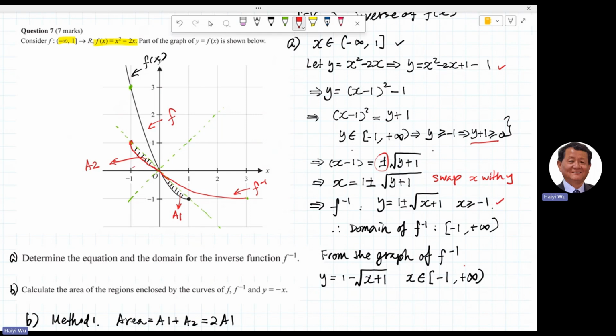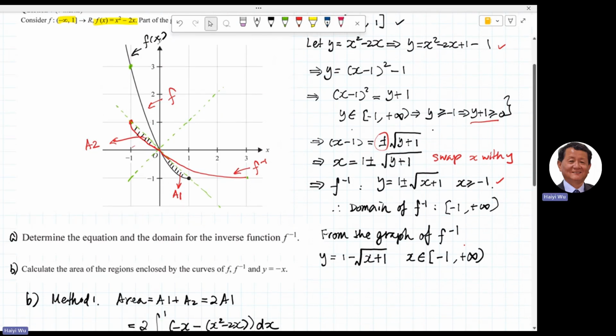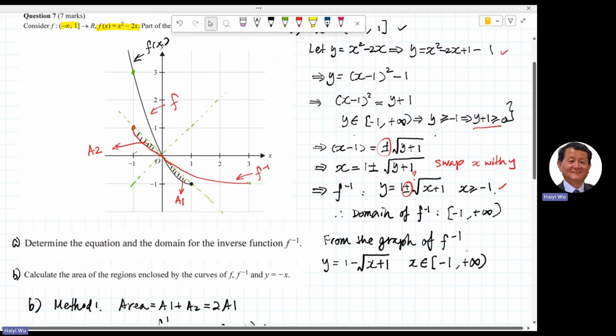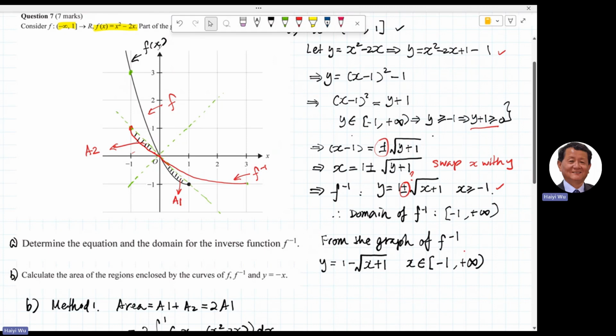So the domain is x greater than or equal to negative 1. However, we need to decide, because we've got two solutions, so this is not a function, it's a relation. So we need to decide whether it is positive or negative. If you look at the inverse function graph, can you see my red line here? That's the red line I drew. That's the inverse.